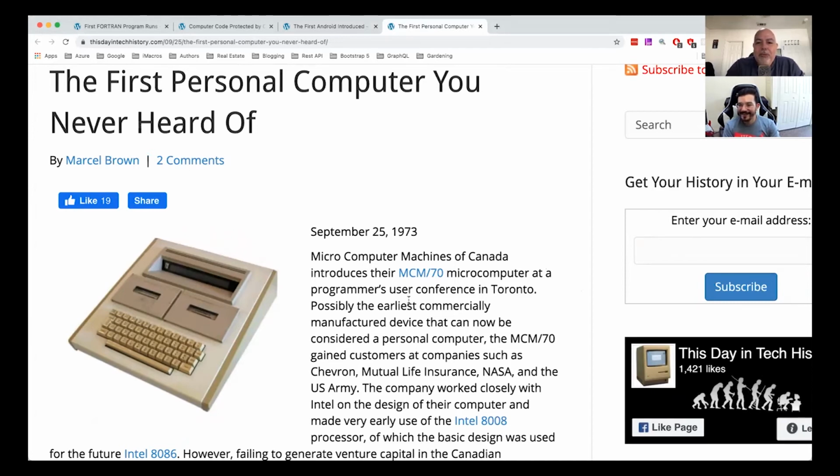Microcomputer Machines of Canada introduced their MCM70 microcomputer at the Programmers User Conference in Toronto, possibly the earliest commercially manufactured device that could now be considered a personal computer. The MCM70 gained customers at companies such as Chevron, Mutual Life Insurance, NASA, and the US Army. The company worked closely with Intel on the design and made very early use of the Intel 8008 processor. Later it used the 8086, which is the x86 architecture. So I would say this was the first PC, because it uses the x86 architecture which we use now. Wow, that's cool.